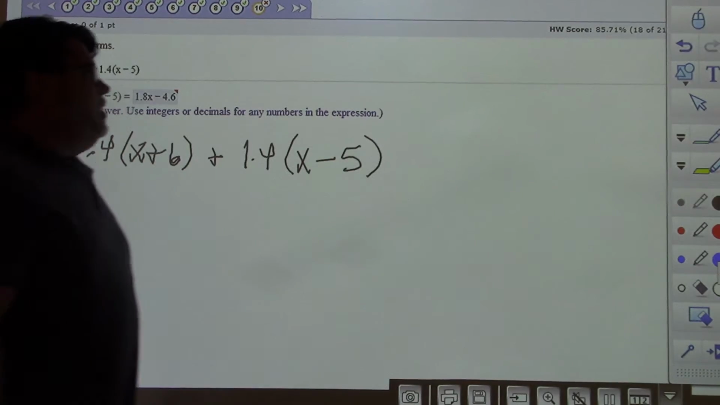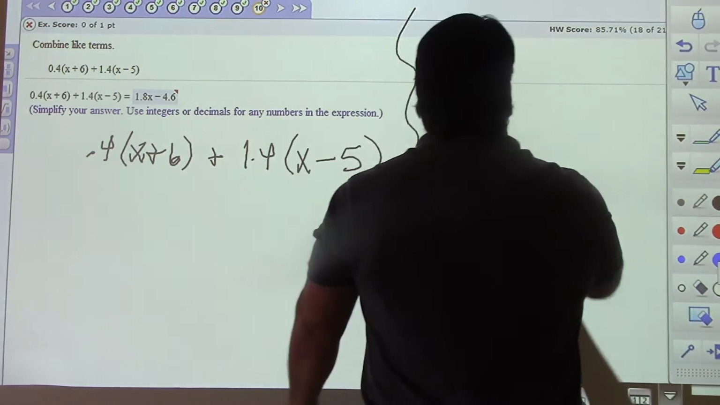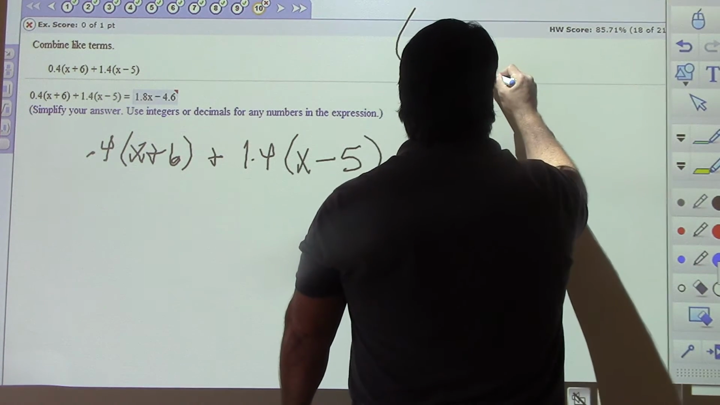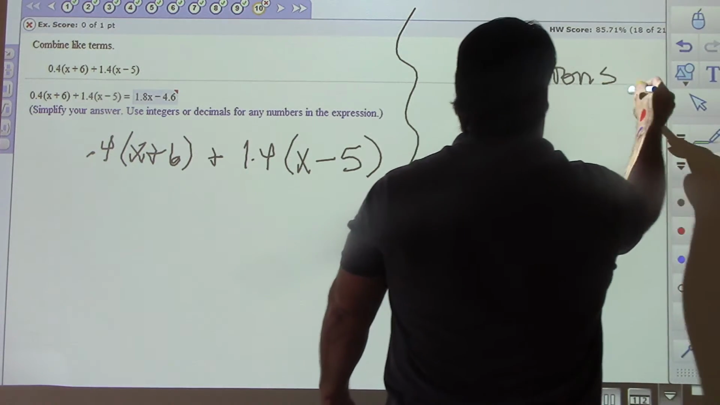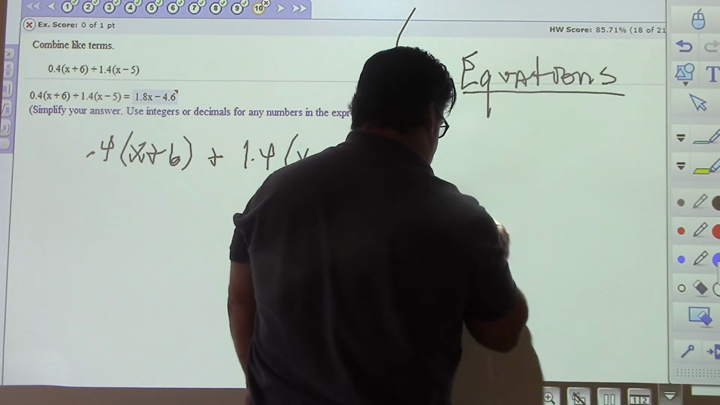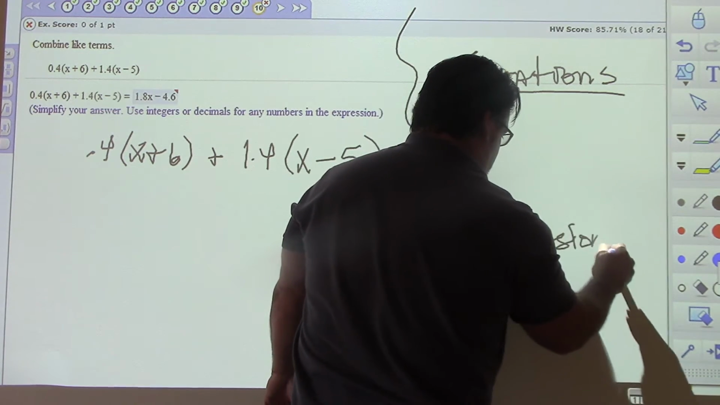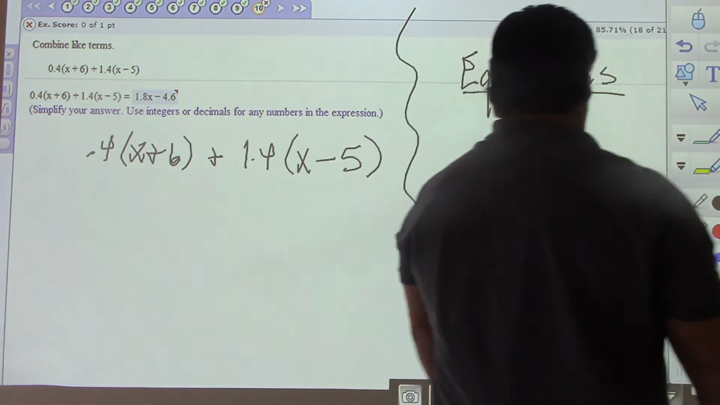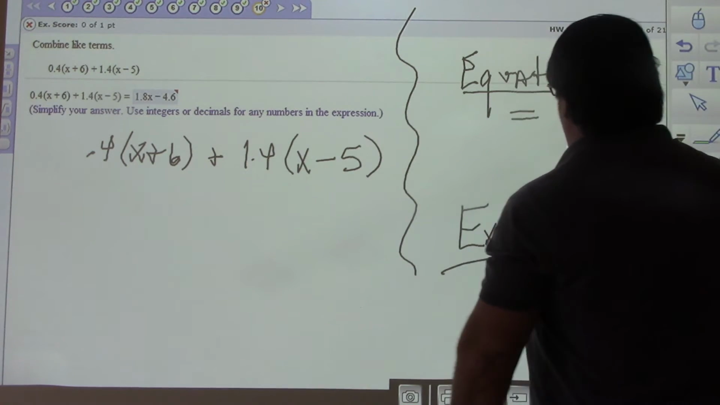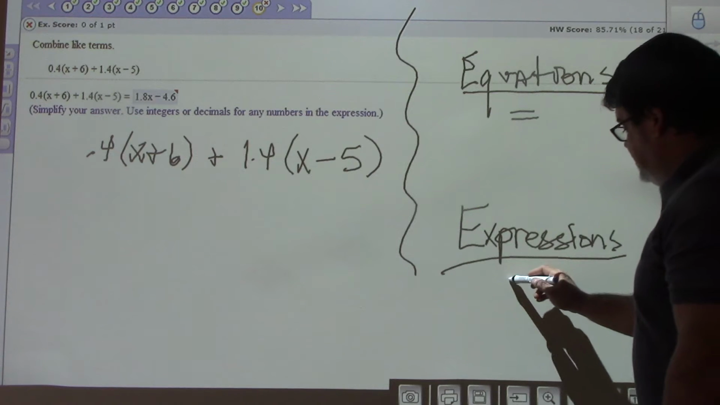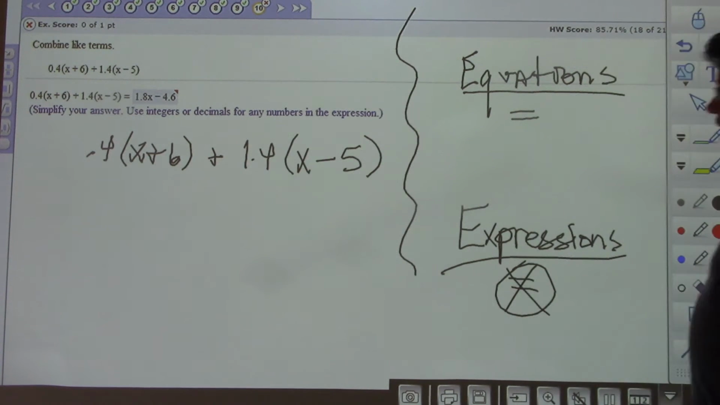So, in polynomials, let's write this down because some of y'all may not know this. There's two types of E-words. There's equations, and there's expressions. Equations have an equal sign. Expressions do not have an equal sign.